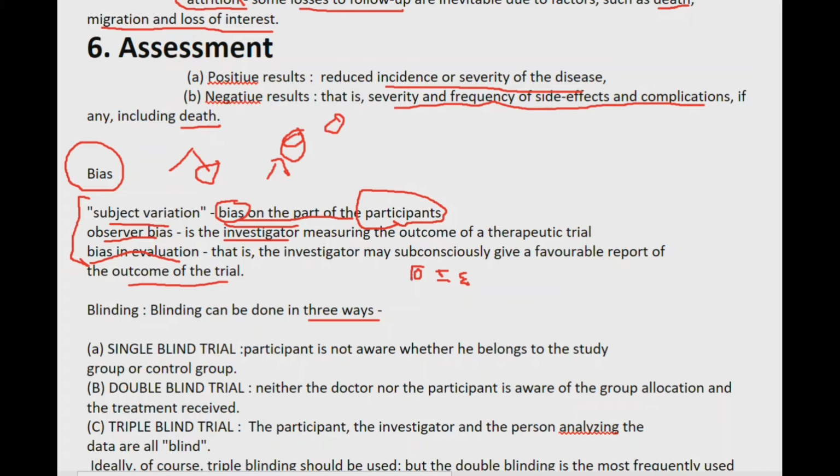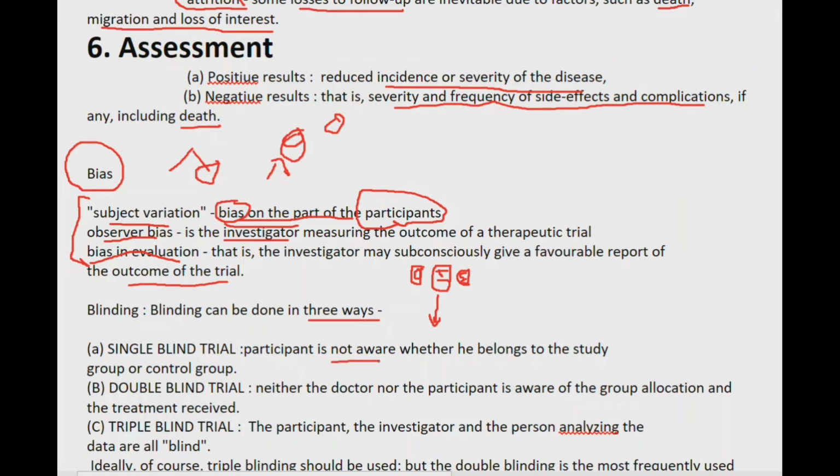Either the observer may be blinded, that is they may not know who is in the control group and who is in the experimental group. Then the participants in the interventional group may not know whether they are in the control or experimental group. And then the evaluators. So there are three types: single blind, double blind or triple blind. If only the participant who is receiving this drug or vaccine does not know whether they are in the control group or experimental group, it is single blind.